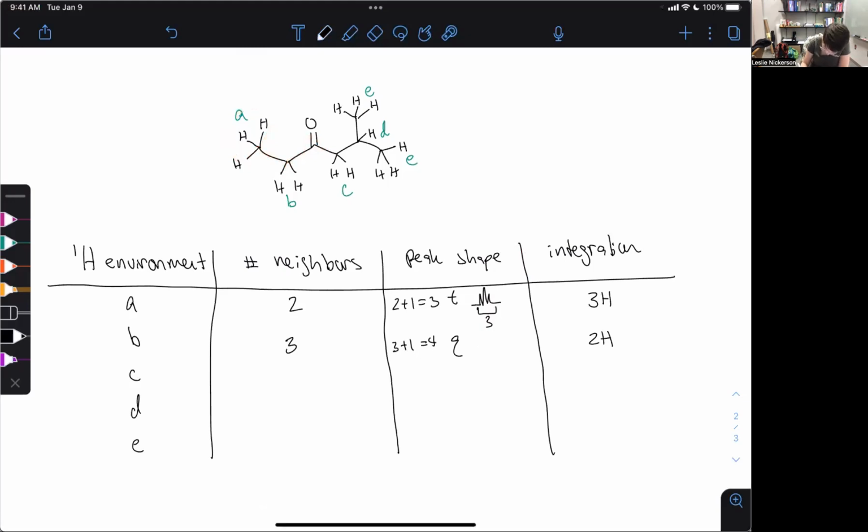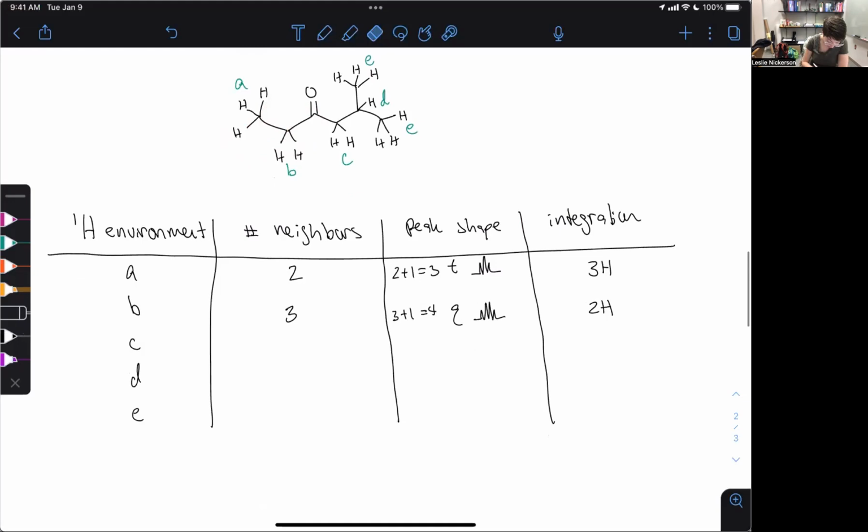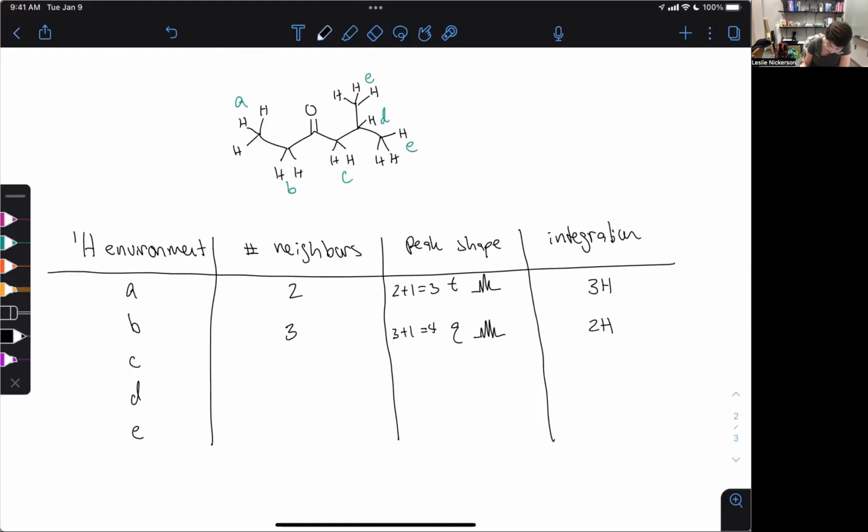So it's going to be our quartet. And I'm going to erase this 3 so that it doesn't confuse people watching the video or looking at the PDF. All right, so then let's move on to C. Again, C is a CH2, so we've got an integration of 2. For neighbors, we're looking at this carbon. That carbon has no H's. That carbon has 1 H. So we've got 1 neighbor, 1 plus 1 equals 2. So that's going to be a doublet. So it'll look like that.